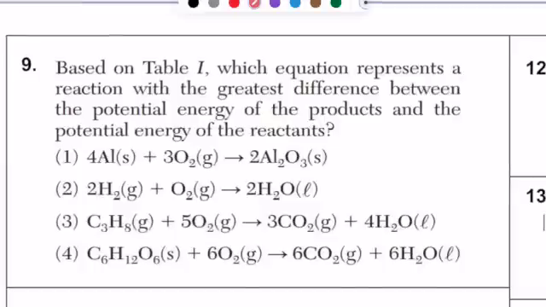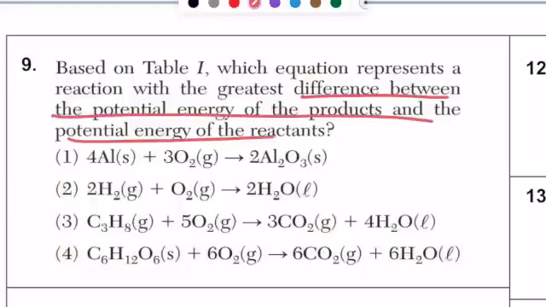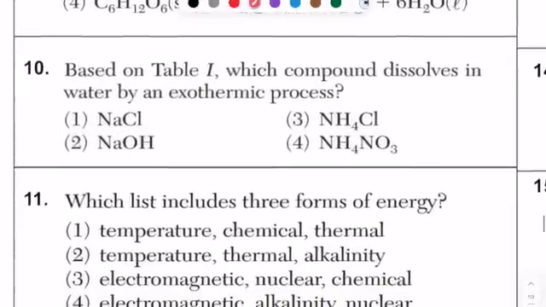Based on Table I, which equation represents a reaction with the greatest difference between the potential energy of the products and the potential energy of the reactants? So this right here is actually the definition of the heat of reaction. The question is only asking for the greatest delta H. So you are going to be looking at which one has the highest delta H value.